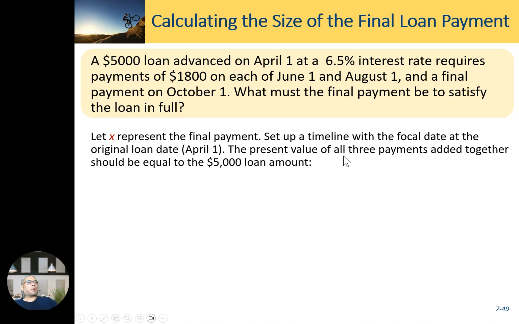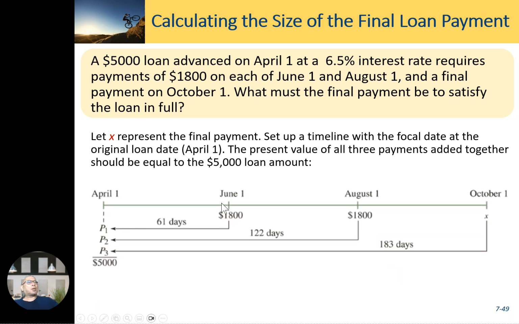The present value of the 3 payments added together equals the 5,000 loan. Remember, it starts with April 1, June 1, August 1, and October 1 final payment. Then you get 5,000. Remember, you've got the interest rate, the loan in S1, 5,000, on April 1. This is the one. And then payments: June 1 is 1,800, August 1 is 1,800. What is the final payment of the loan? October 1 is the question mark, so you have to find this X.